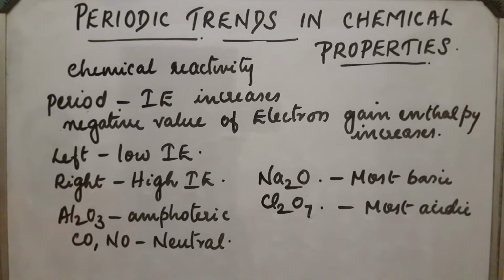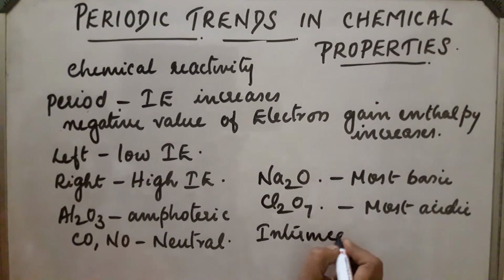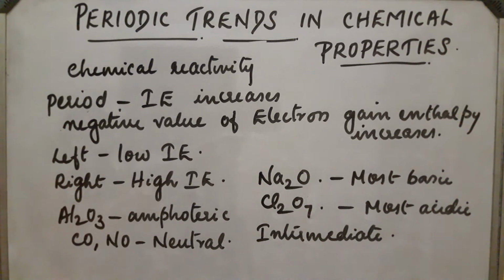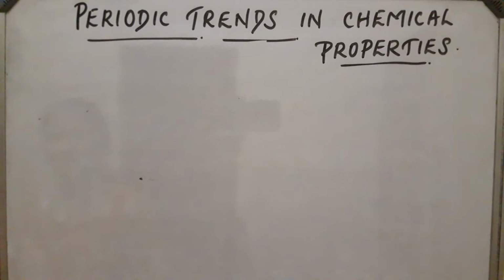Next, in the case of transition and inner transition elements, ionization energies are intermediate between s and p block elements. And so electropositivity and metallic character are also intermediate between s and p block elements. Now, a brief study of the different physical properties in the periodic table. We already discussed those things, but we have a brief study on this.